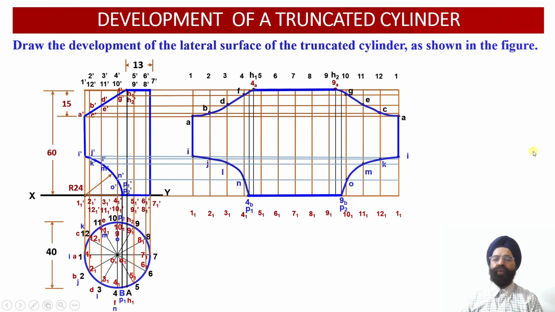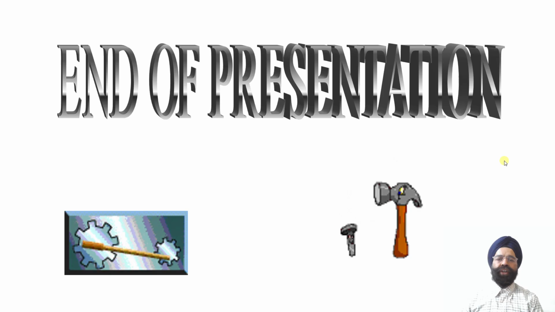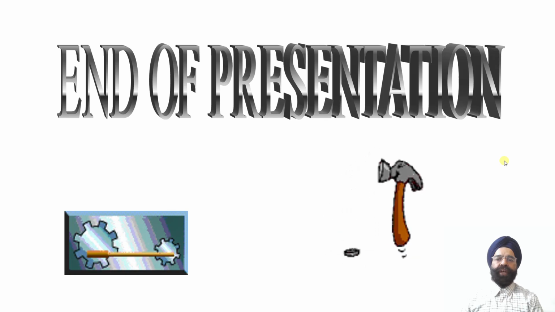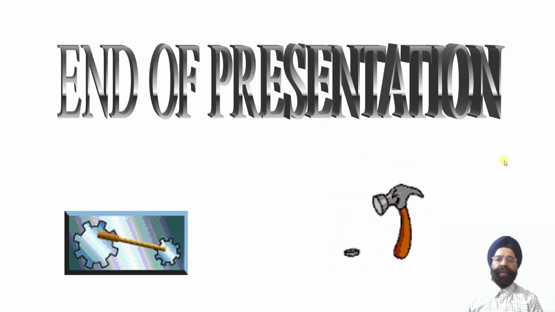So this is all for today. I hope that through this discussion you would have understood the procedure: how do we obtain the development of the lateral surface of the truncated cylinder, which has been intersected by multiple cutting planes in different orientations. So we are going to continue with further discussion regarding a few more illustrative cases of development of surfaces of solids in the coming lectures.